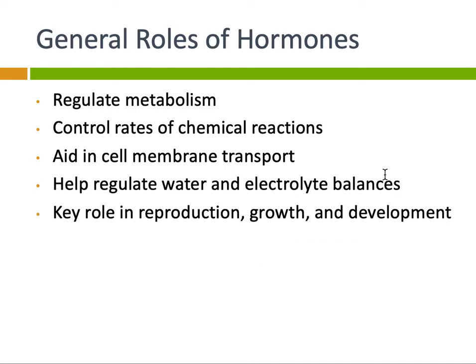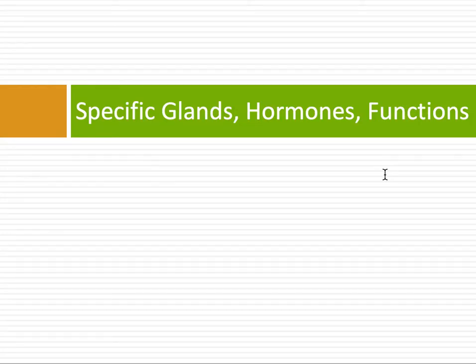Hormones have a lot of different roles, mainly in maintaining homeostasis. They're going to regulate metabolism. Metabolism is the breakdown of food into energy. They're going to control rates of different chemical reactions that occur throughout the body. Hormones aid in cell membrane transport. They help regulate water and electrolyte balance. And then they play a key role in reproduction, growth, and development of organisms.